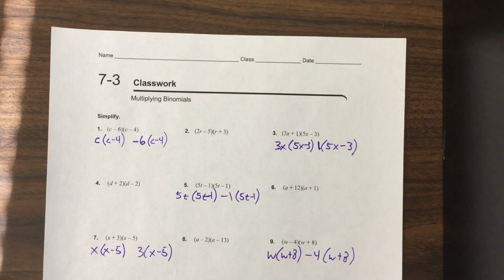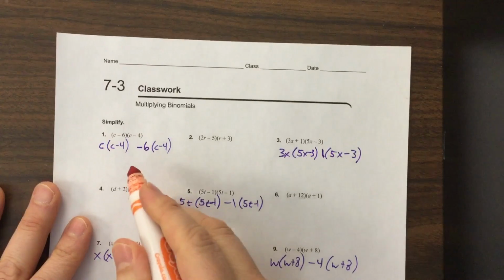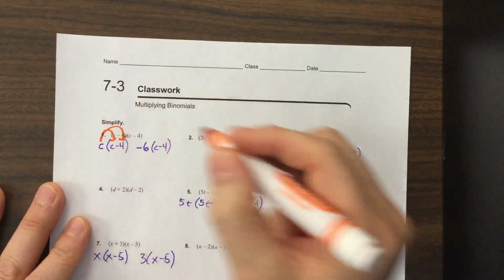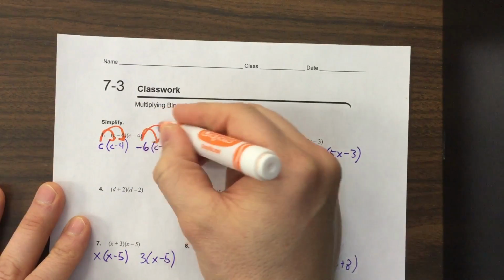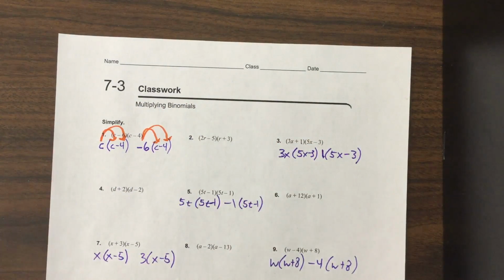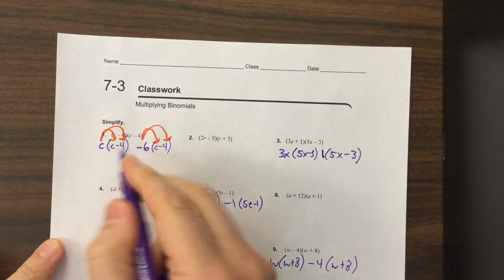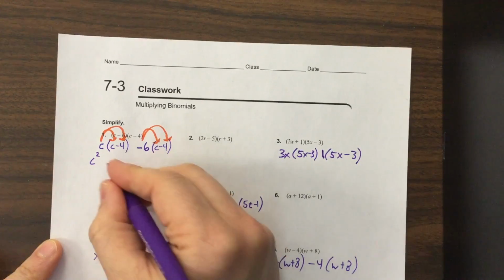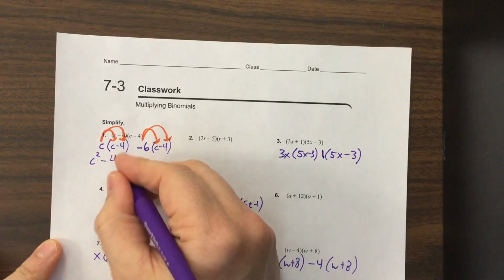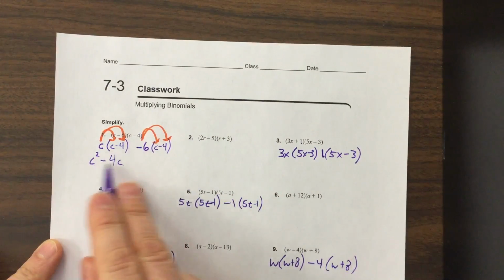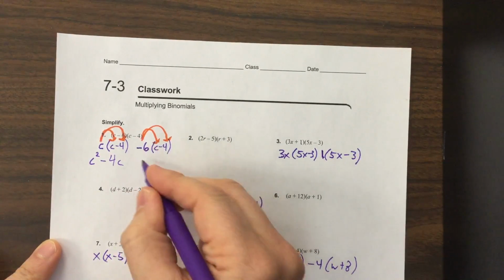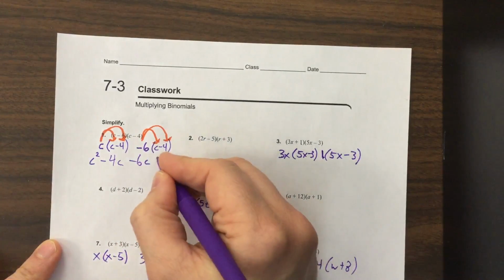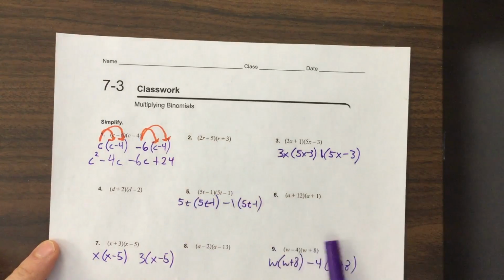Let's see if I have some other colors here. I'll try to use a different color just to show my distribution arrows. My C multiplies here and here. My -6 multiplies here and here. All right, so C times C, C squared. C times -4 is -4C. That's my new part of this one. Here, -6 times C, -6C. -6 times -4 is positive 24.